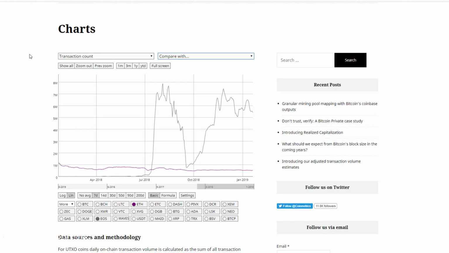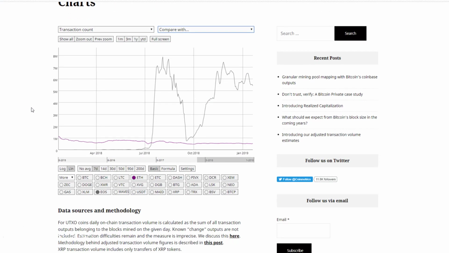So here's a linear chart that shows the transaction volume of EOS versus Ethereum. Now I've done it over a 7 day average just to smooth out the chart a little bit, just to give you some perspective.